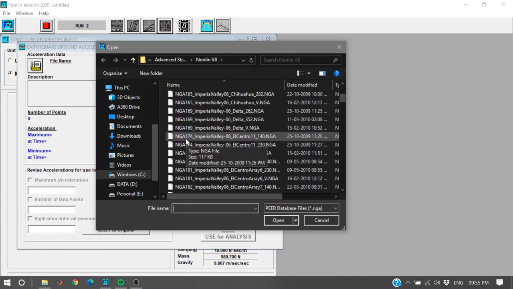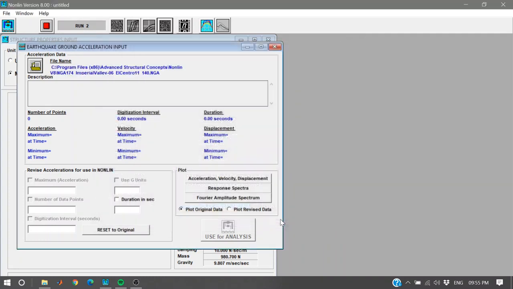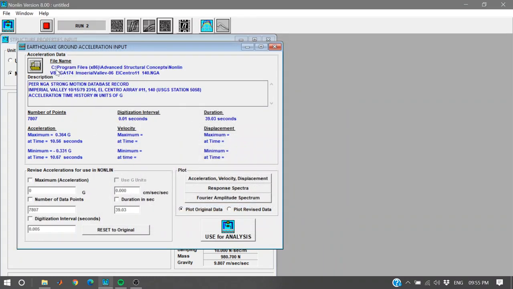Let us say for the time being, I select this Imperial Valley El Centro earthquake having number 11_140. I select this, open, and once this is selected, see it is showing where it is stored: C program files, advanced structural concepts, NONLIN, and then this file is there. It is giving all the different parameters. This file consists of 7807 points. Its interval is 0.01 second delta t. Its duration is 39.03 seconds. Maximum acceleration in terms of g is 0.364. So these are different parameters regarding that earthquake time history that we have selected.